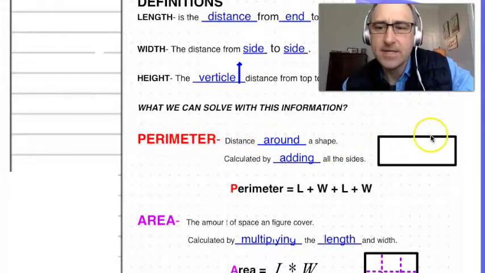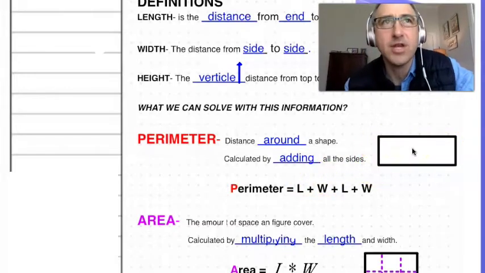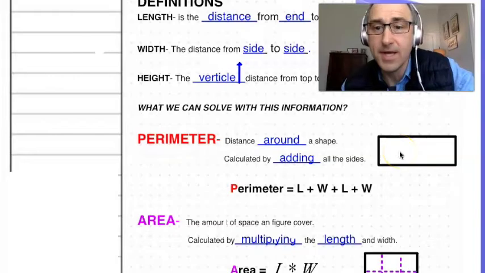Perimeter is the distance you travel around something, like if you were to walk around the block. We add up all of the sides. Some of our shapes may have 7 or more sides.